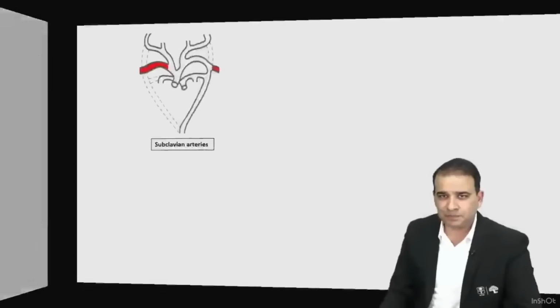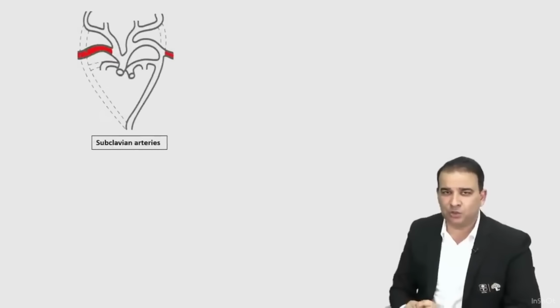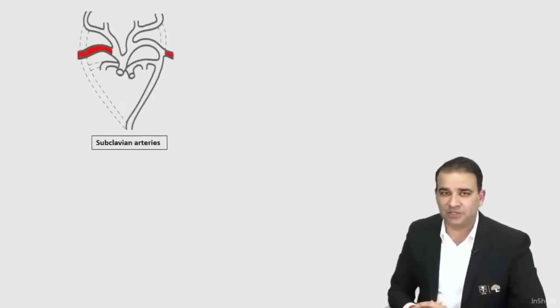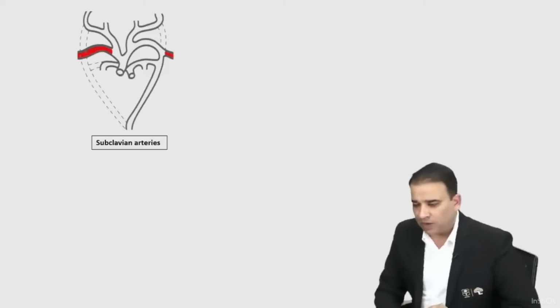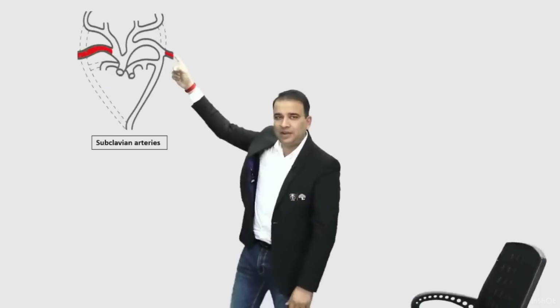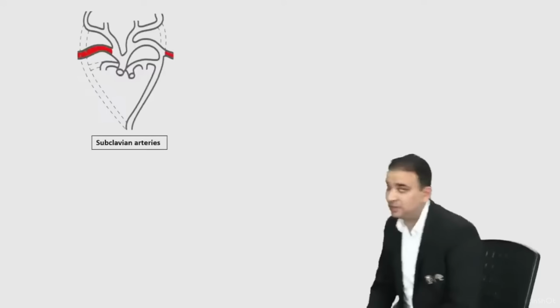Moving on. Look at this, guys. This is one of the very frequently asked questions from the pharyngeal arteries. You're looking at the two subclavian arteries. The left subclavian artery is a direct branch of the aorta. Look at that, the subclavian artery comes directly from the aorta. And the right subclavian artery will be coming from the brachiocephalic trunk.